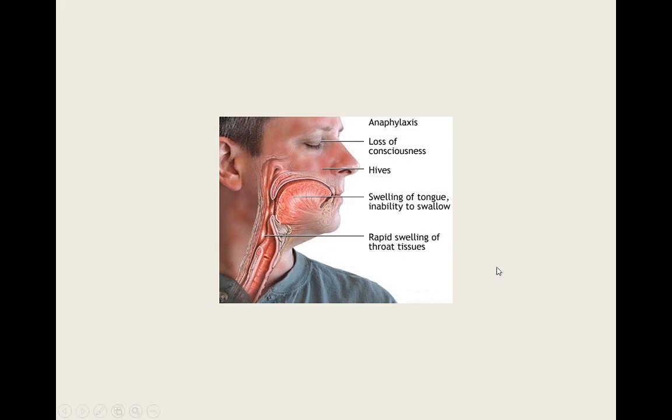So you can see over here what happens in an anaphylactic reaction. There is loss of consciousness. Urticarial wheals, you can see over here these urticarial wheals, or skin rashes. Swelling of tongue, inability to swallow. Rapid swelling of the throat tissues leading to respiratory difficulty. And if the airway is obliterated, then there will be respiratory arrest.